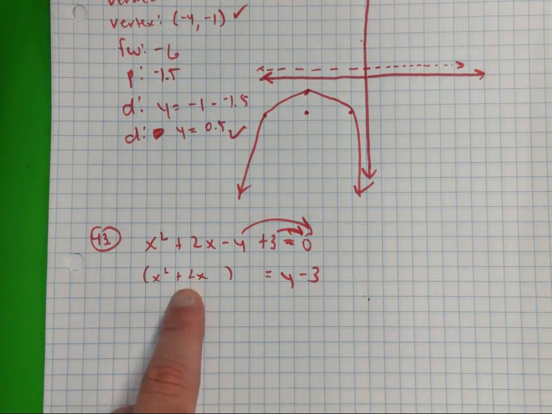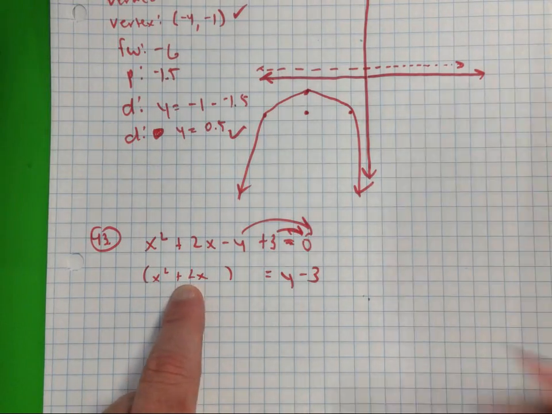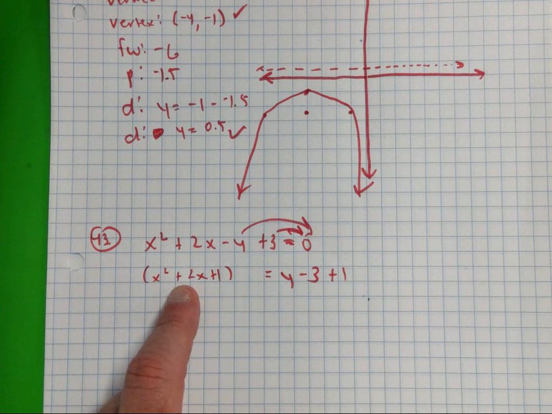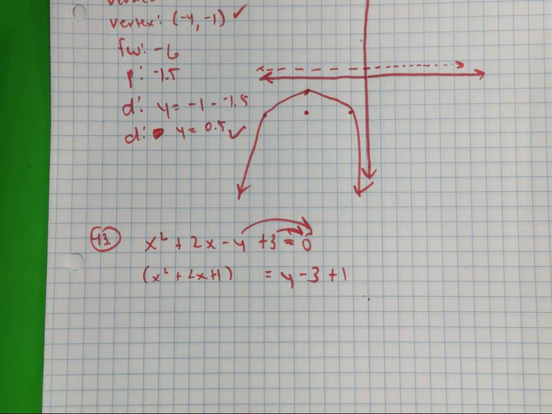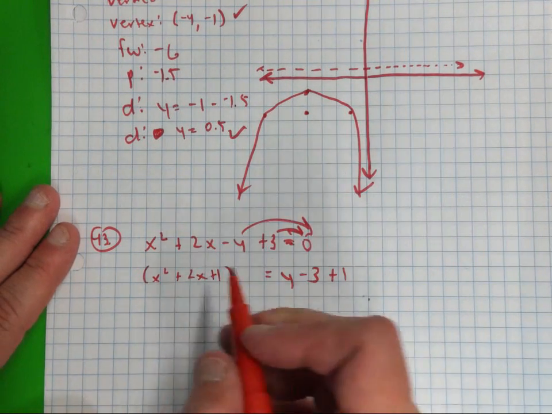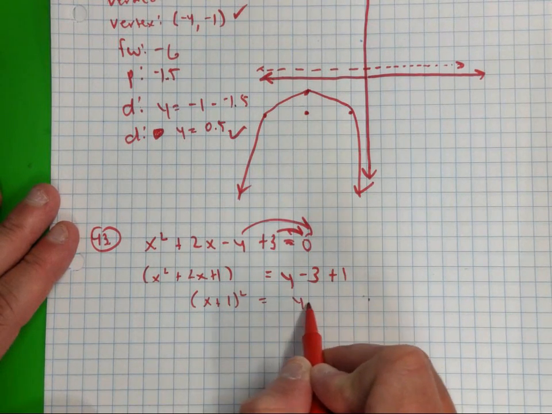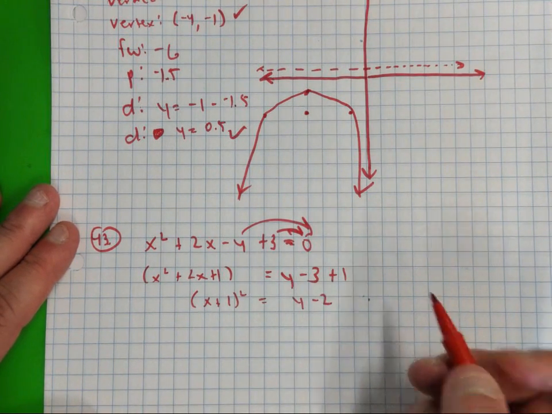Now complete the square. Take half of 2, which is 1. Squared is positive 1. Add 1 over here. I'm going to rewrite this as x plus 1 squared equals y minus 2.